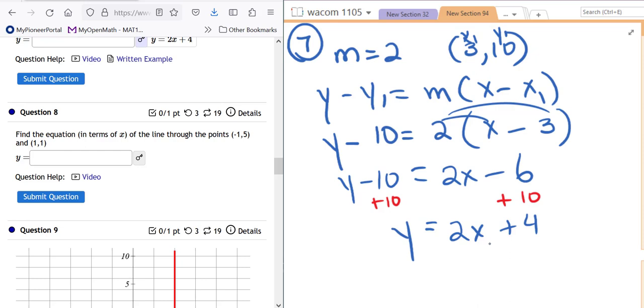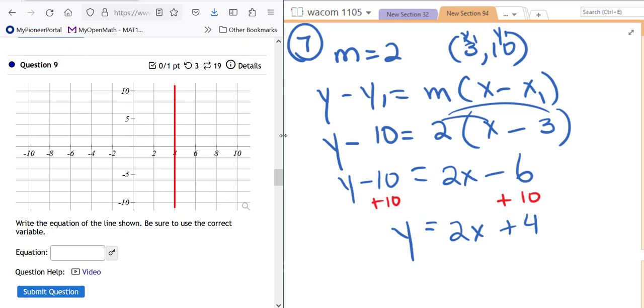This one you have to find your slope first, and then use one of those points. So with your slope formula, y2 minus y1 over x2 minus x1. I'm going to skip that one. Too many of these are just alike.